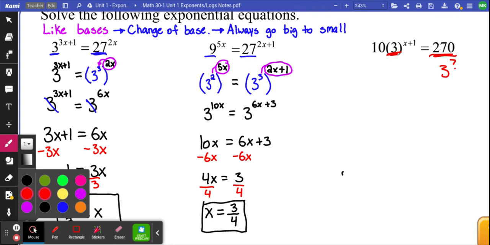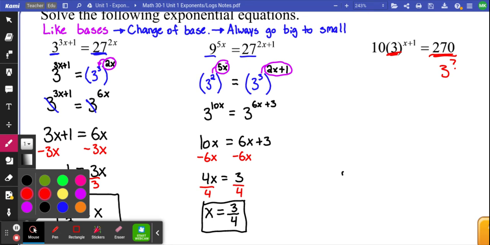3 to the power of 2, wrong. 3 to the power of 3, wrong. 3 to the power of 4, wrong. 3 to the power of 5, wrong. 3 to the power of 6, wrong. And I'm past 270. So there's definitely no way I'm changing 270 to be 3 to the power of something. It's not going to work.